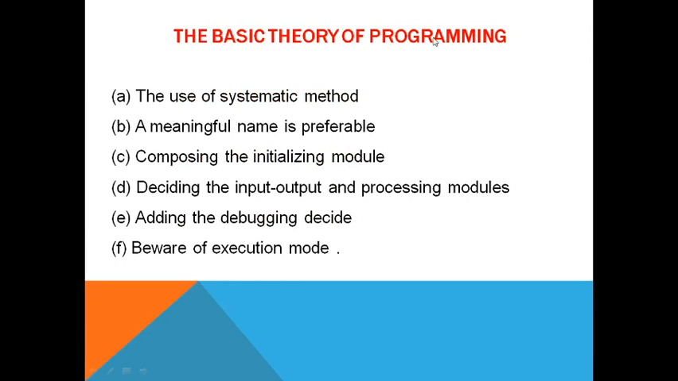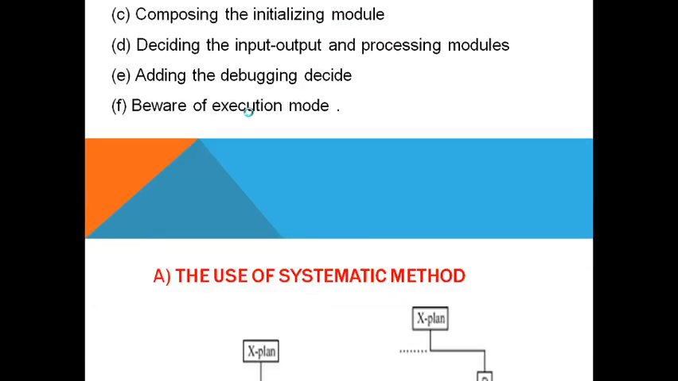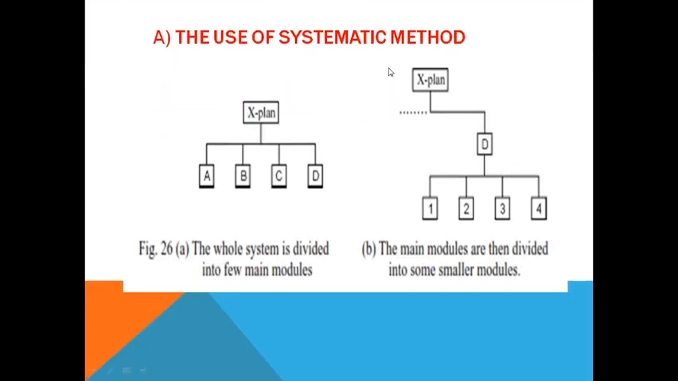The basic theory of programming can be obtained by the use of a systematic method, by using meaningful names in the program, then composing the initializing module, then deciding the input, output and processing modules, by adding the debugging code, and beware of the execution mode. The basic theory of programming contains these topics and we will see them one by one. The first one is the use of systematic method.